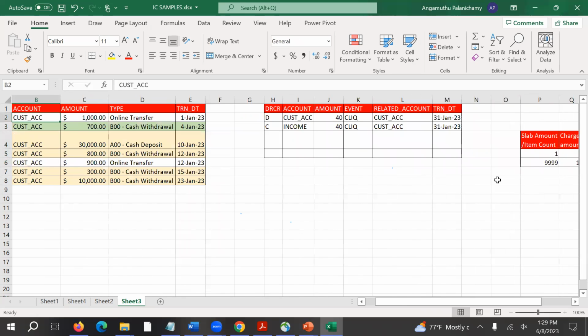And here is how the accounting entry looks. For charges there is no accrual. It's always only one-time posting; there is no accrual for the charges. It comes with the event code CLIC. So we debit the customer and credit income.